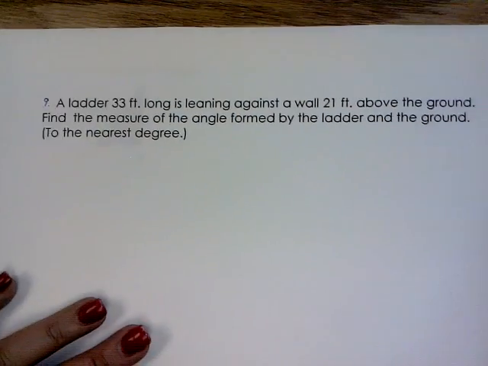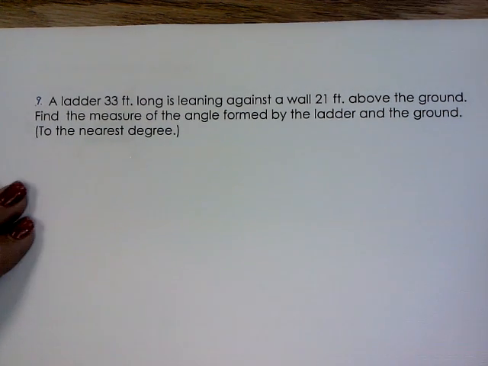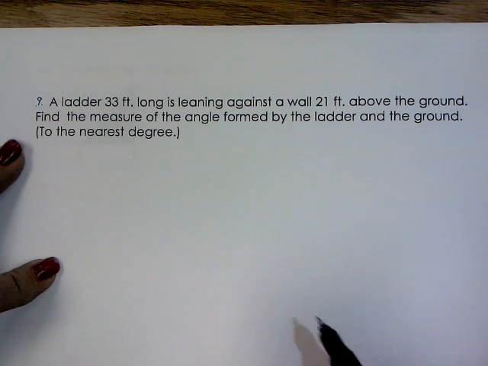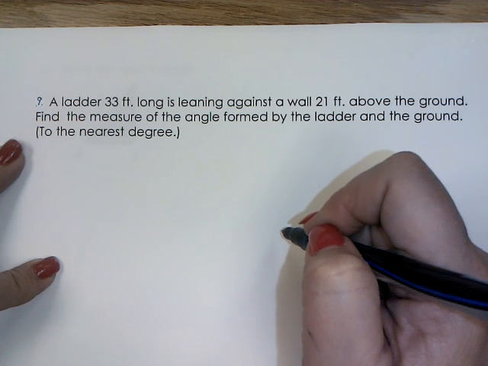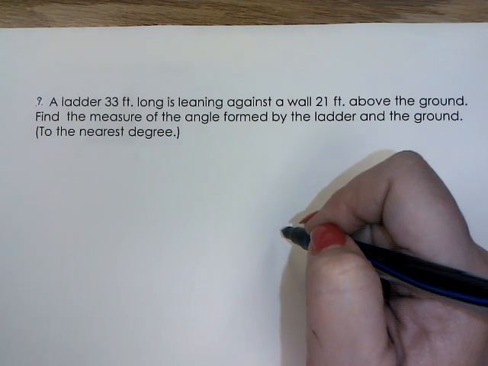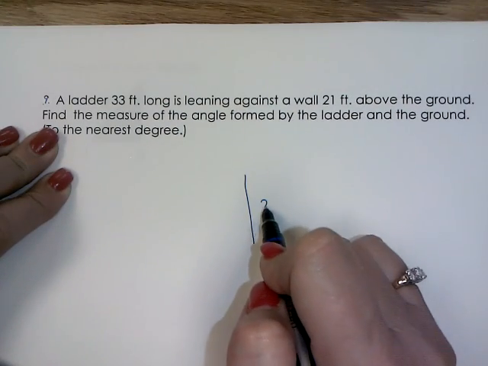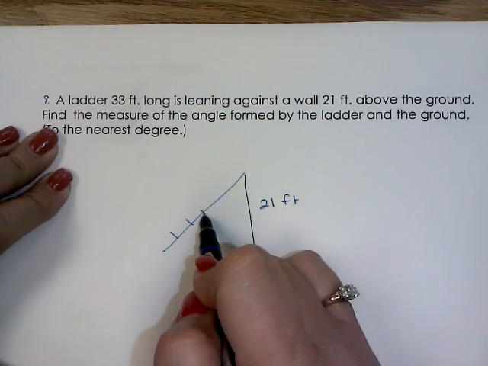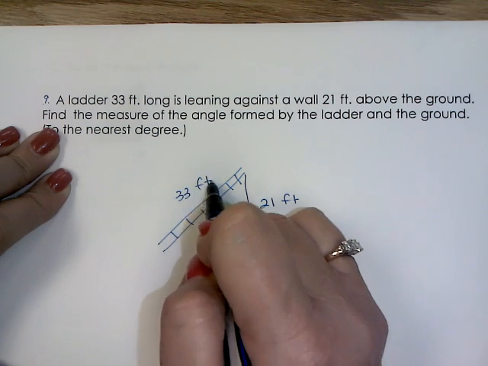Number 9 takes us on a little bit of a word problem. I have a ladder that's leaning against a wall that is 21 feet above the ground. Find the measure of the angle formed by the ladder and the ground. So I'm finding the same thing here as my angle of depression. It's the same kind of idea. I have my house, which is 21 feet above the ground. I have my ladder on this side here that is 33 feet long.